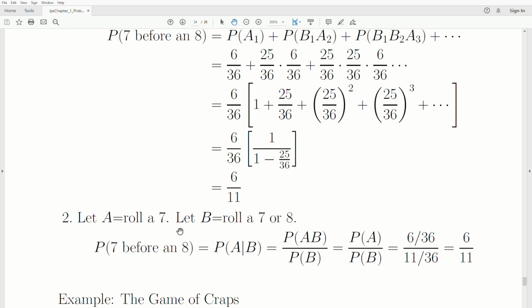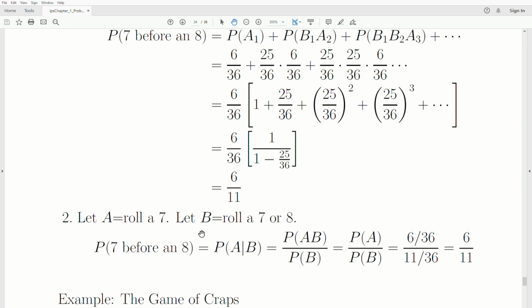But A intersect B, so we roll a 7 intersect roll a 7 or 8, is actually the same as just the probability of A, which is 6/36. The probability of B is 11/36. So this is 6/11. It's the same. And this second way of solving it, remember it in this next example.